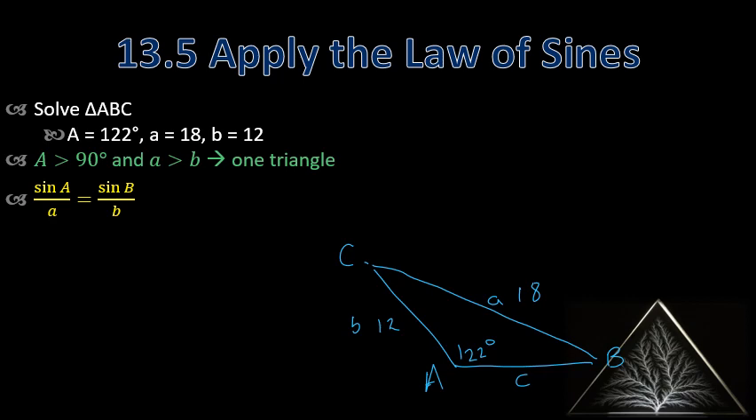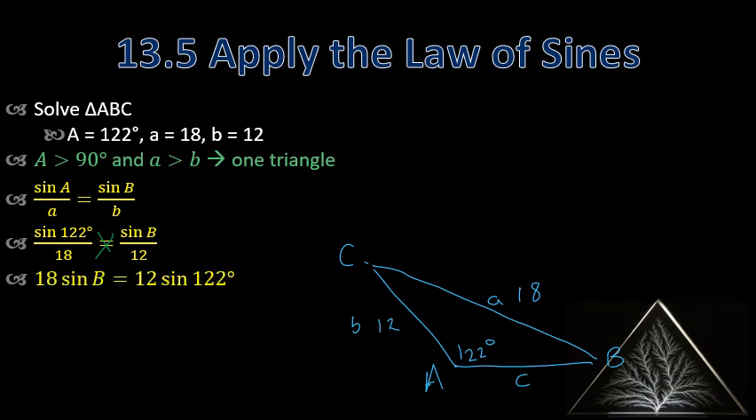Fill in the numbers for the A's and the B. And then cross multiply. So 18 sine B equals 12 times sine of 122. Sine always goes with the angle. You can't divide by just sine. So we're going to divide both sides by 18.